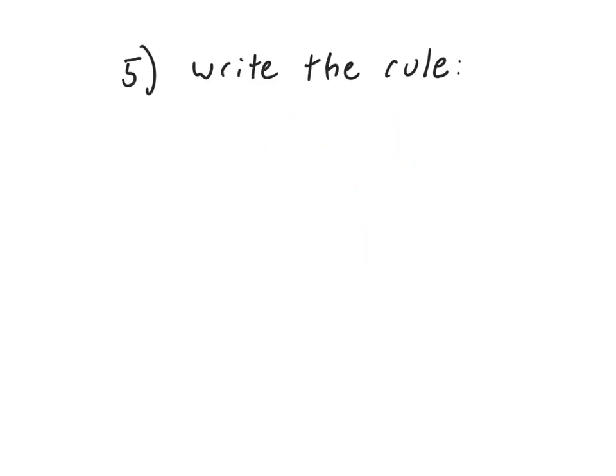Number 5 is asking us to write the rule, and they have two shapes. They've been translated, so we're going to write a T for translate. And the rule was if we pick any one of those points and just see how it moved. So for example, A moved down 4 and left 6. So it moved in the X direction, it moved negative 6. And in the Y direction, it moved negative 4. And then we have to say what the shape was that we moved, and it was A, B, C, D.